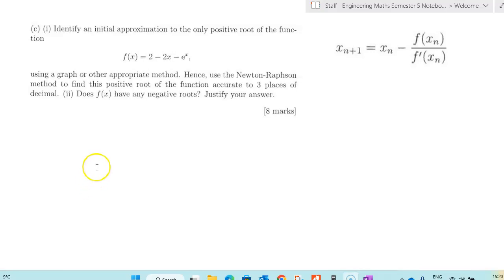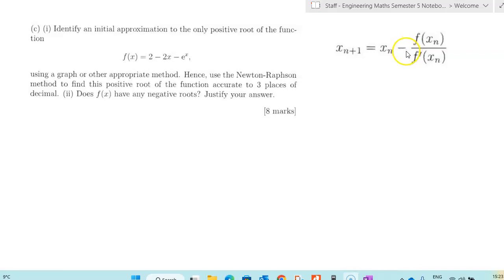Justify your answer. Okay, so we could do this graphically, but I'm going to just use a table function, as a lot more students are using the table function. And I have the formula here that is given in the exam: x n plus 1 equals x n minus f of x n over f dashed x n. Just remember that's a minus sign there, it's negative.